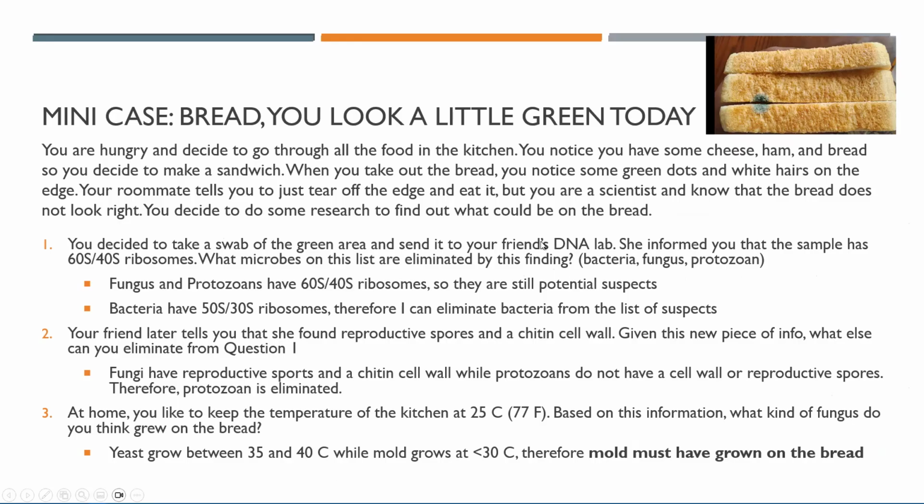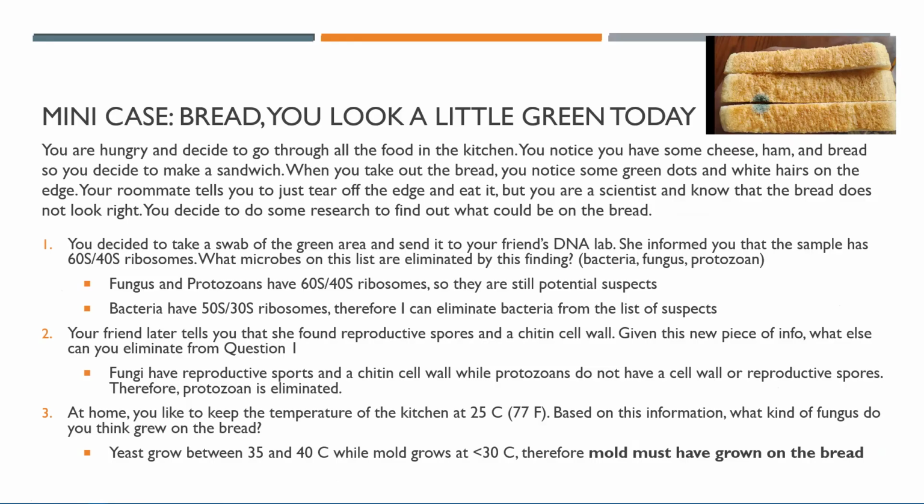So because you've taken microbiology and Bio 181 and 182, you know that fungus and protozoans are eukaryotic and they have 60S, 40S ribosomes. However, bacteria are prokaryotic, and they have 50S, 30S ribosomes. Therefore, this green thing could not be caused by a bacteria, so you eliminate bacteria from the list.